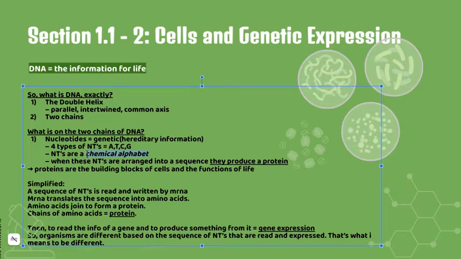The 2 chains of DNA are made up of nucleotides. These nucleotides are the information from the parent cell, okay, the genetic information. We call these 4 types of nucleotides ATCG and a chemical alphabet. So when we arrange these 4 types of nucleotides, what they result in is a sequence, and that sequence of nucleotides produces a protein. Okay?